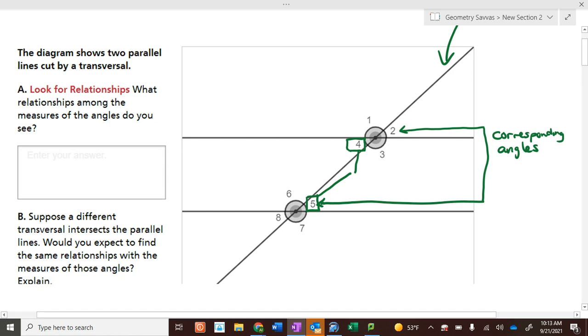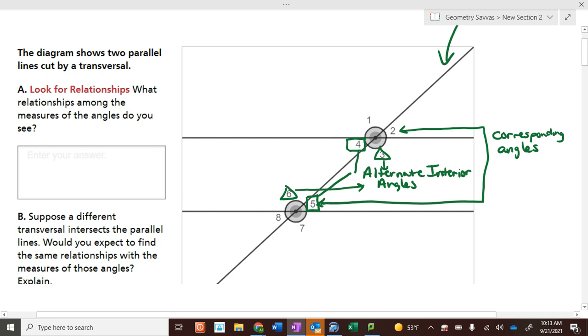So what they're called is alternate interior angles. 4 and 5 are alternate interior angles. 3 and 6 are to the opposite sides of the transversal. 3 and 6 are to the opposite sides of the transversal and inside the two parallel lines. So they are also alternate interior angles.